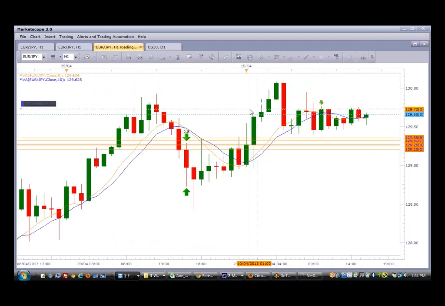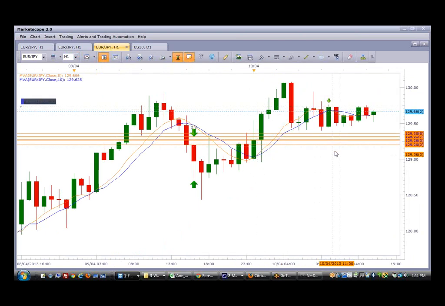On the 1-hour chart, it's a different story. Actually, the long setup from here is still in play. There's no two candles below the 8 and the 10 yet, and it's still above the 8 and the 10 at the moment. So that's still in play for now, until we see two candles that close below the 8 and the 10.